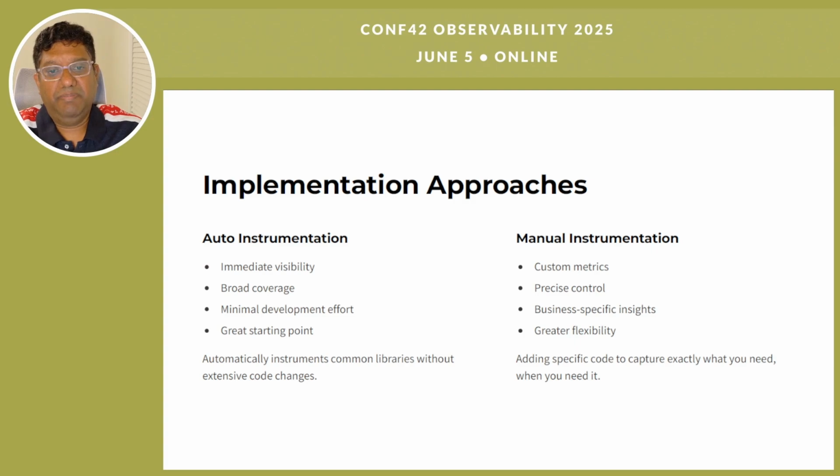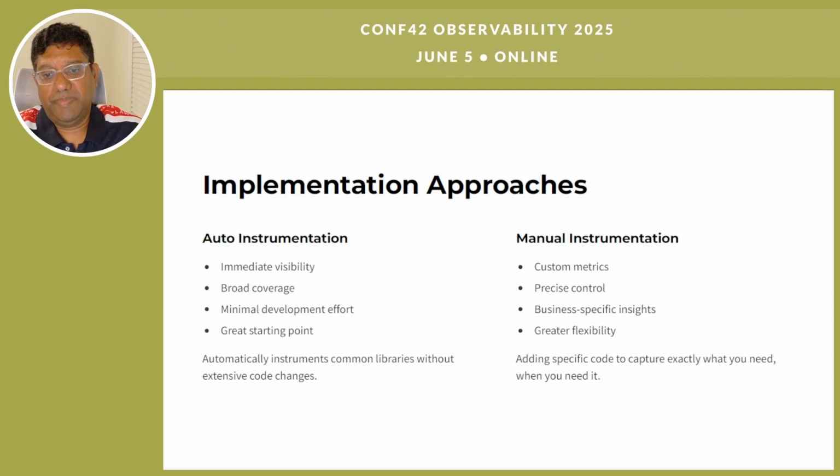And coming to the implementation approach for OpenTelemetry, there are two ways: auto instrumentation and manual instrumentation. Automatic instrumentation, basically called auto instrumentation, lets us get started immediately for visibility of the entire system, and it needs less development effort. Yes, it's a great starting point for teams to get started to know about OpenTelemetry and implementation.